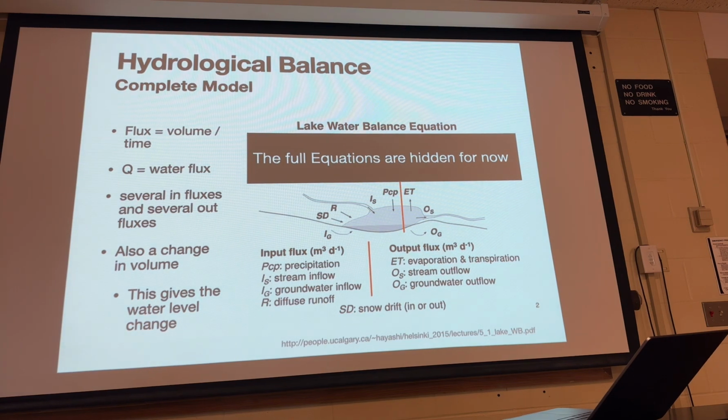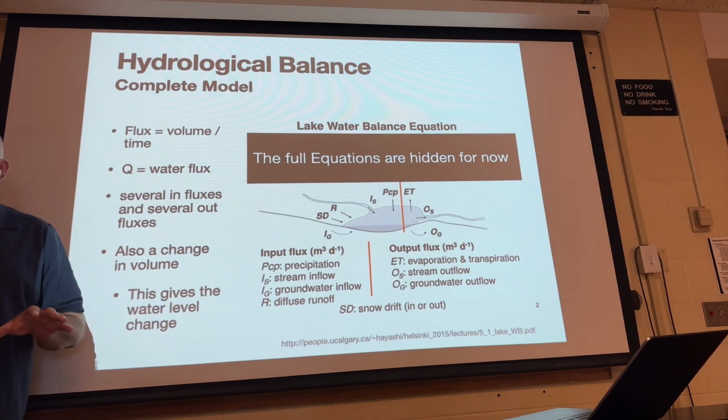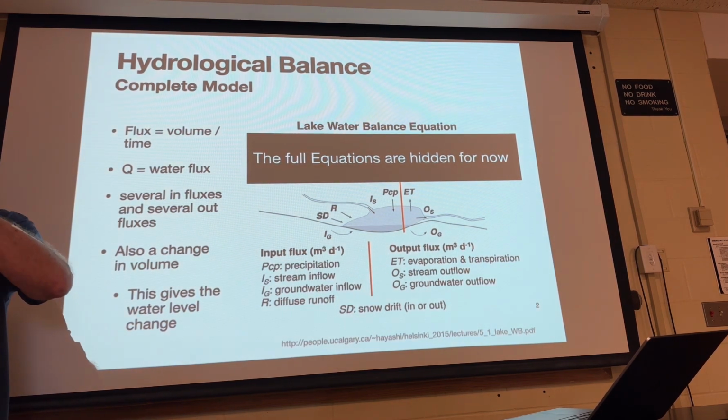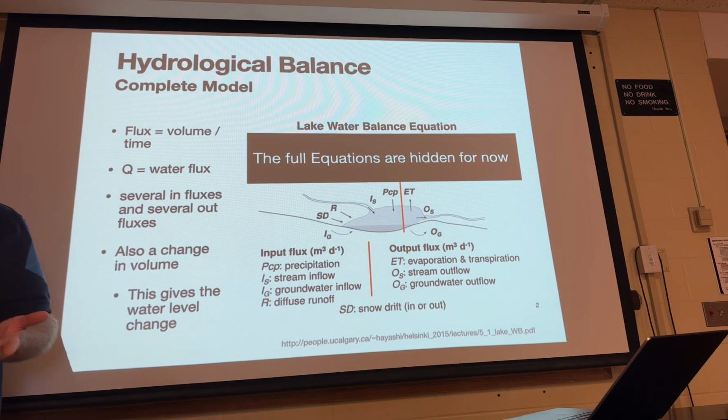There's a couple equations hidden in here because it turns out that volume's also involved. All of these numbers, if you put them together, work for a certain volume of the lake. If you change the volume, you had to have changed one or more of these things to get the volume change.